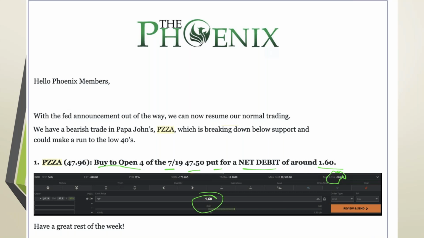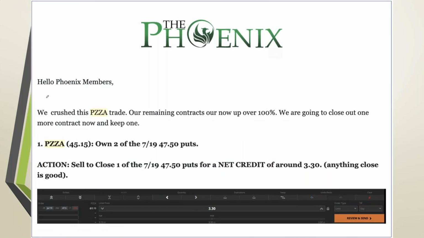The bad fundamental news combined with the technical breakdown caused the stock to fall over $2 the next day, and we closed out some of our puts with well over 100% gain. And here's the instructions. We always give buy and sell instructions. Sell to close one of the July 19th 47.50 puts for a net credit of around $330. Okay? Pretty cool. In for $1.60, out for $330.